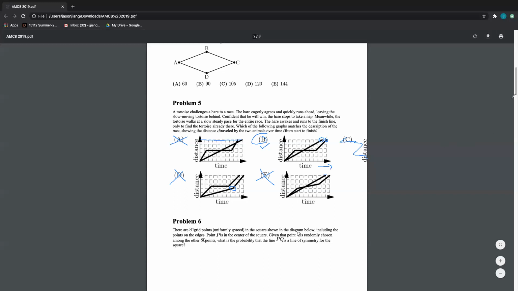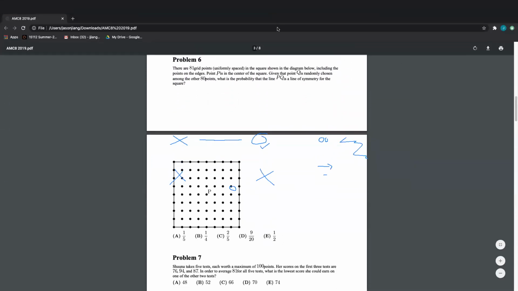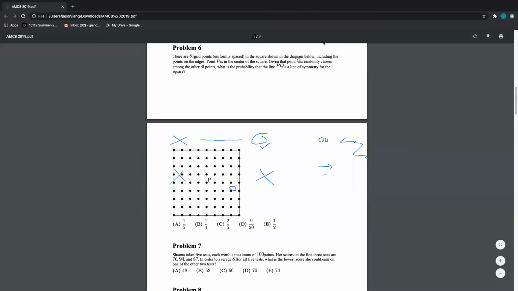Okay, we have 81 grid points in this square. I'll get rid of those. And we're told that P is the center. Okay, we have Q randomly chosen from among the other 80 points. We want the probability that PQ is a line of symmetry for the square.